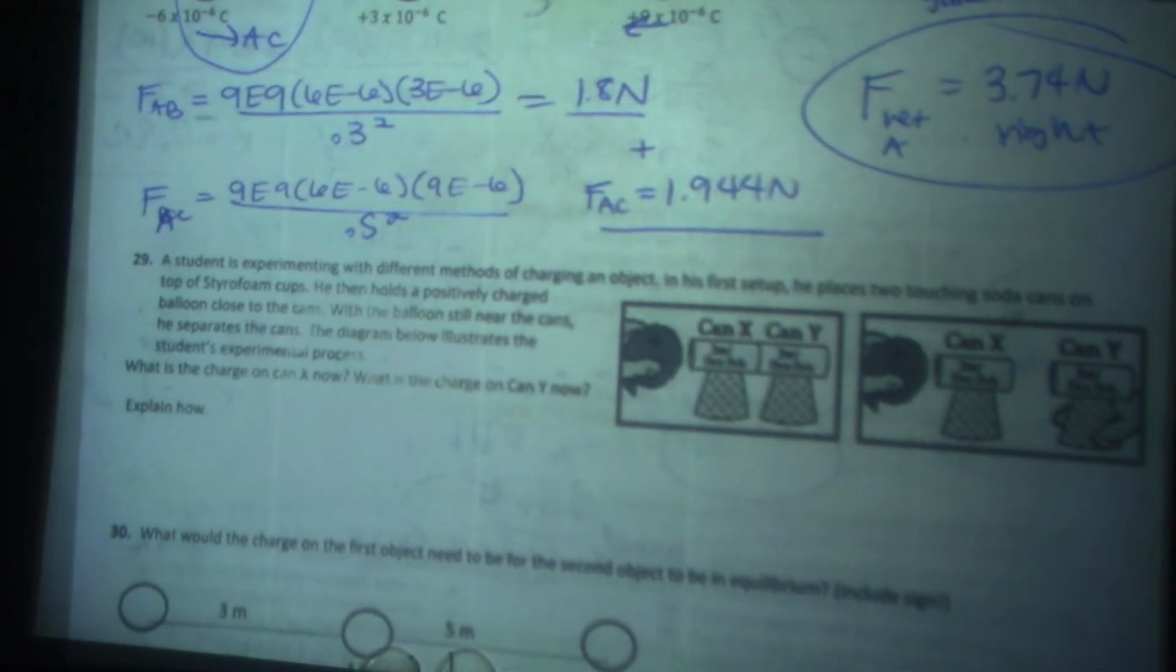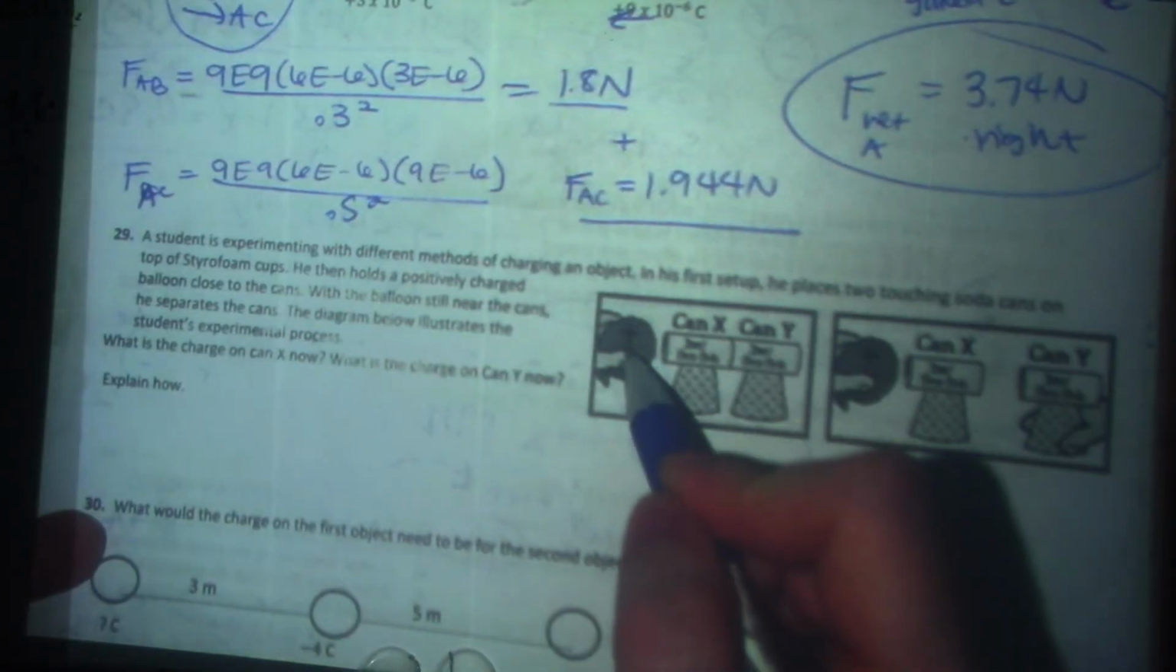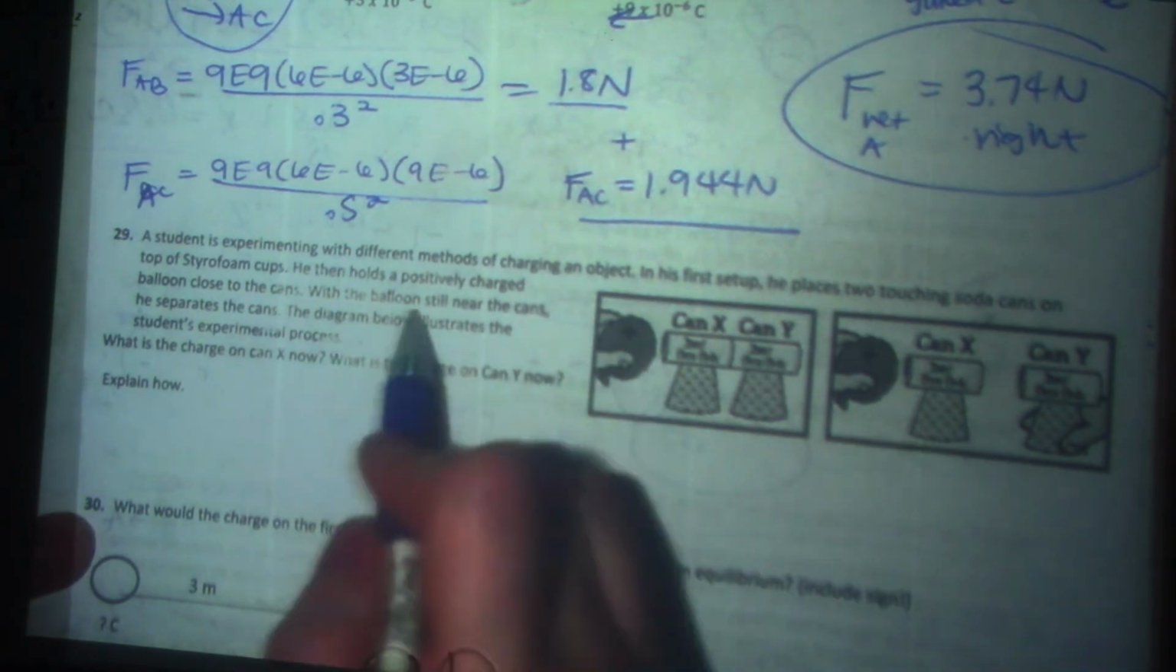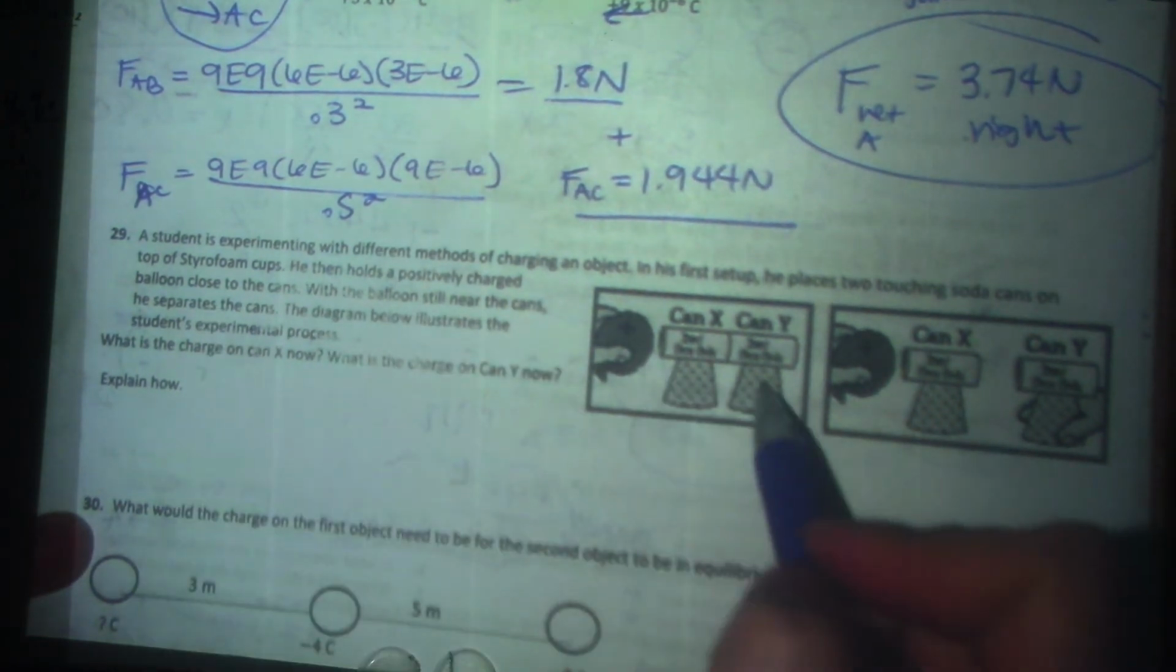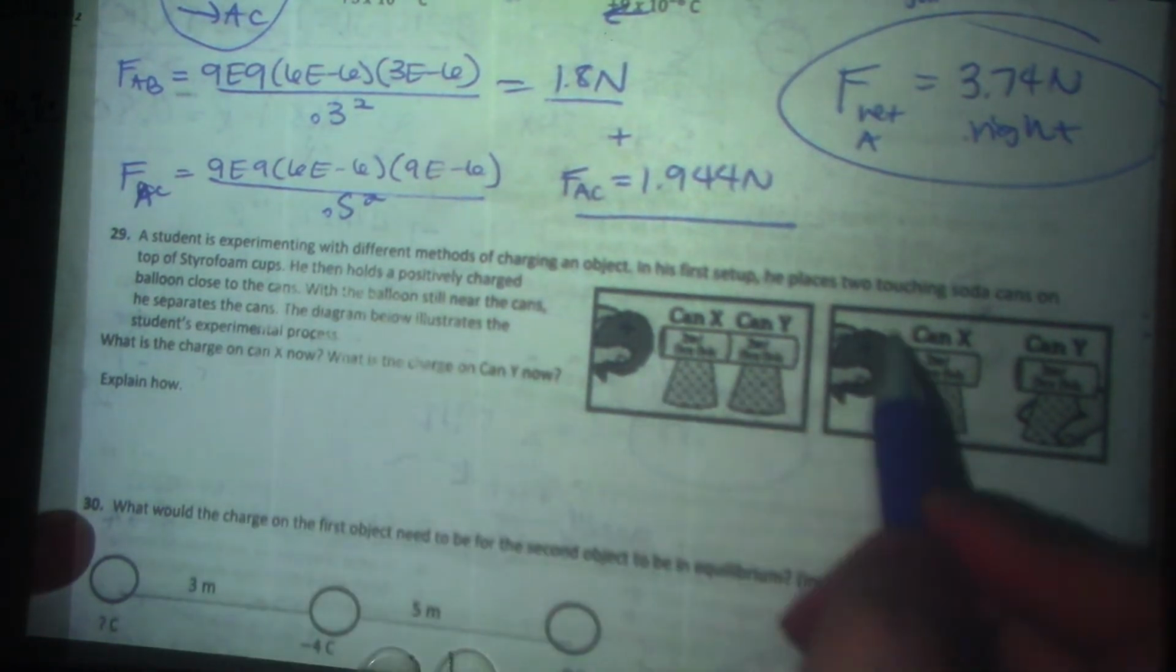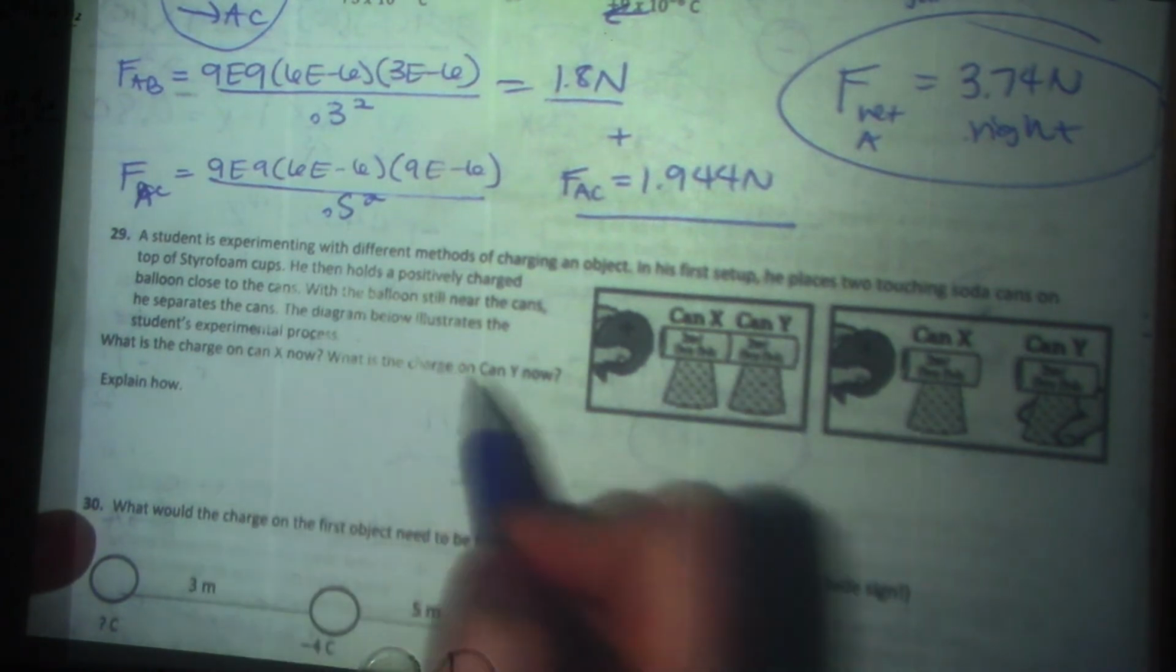29, a student is experimenting with different methods of charging. In his first setup, he places two touching soda cans on top of styrofoam cups, and he holds a positively charged balloon close. With the balloon still near the cans, he then separates them. So this is our picture. What is the charge on can X now, and what is the charge on can Y now?